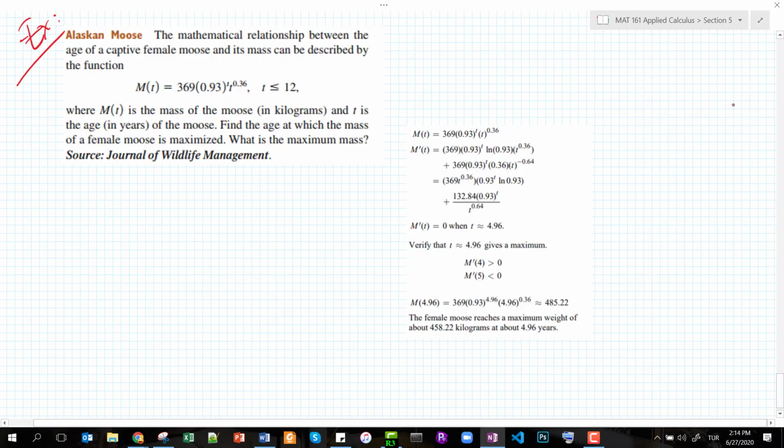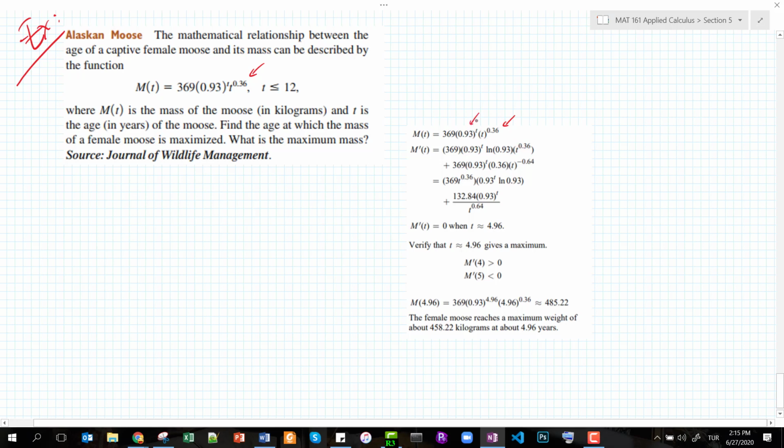Now it is time to apply the derivative test to a real world problem. Look at this problem. This is the function we can use to model the female moose and their masses. If you would like to know when they're going to have the maximum weight, what time you can hunt them, you can take the derivative of this exponential function, and we know how to take their derivatives.